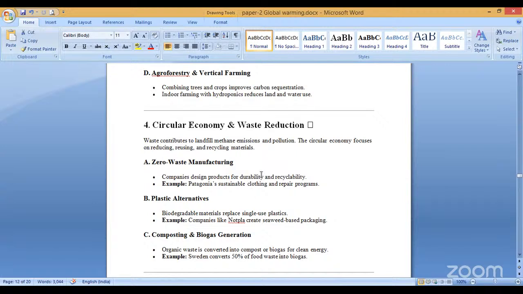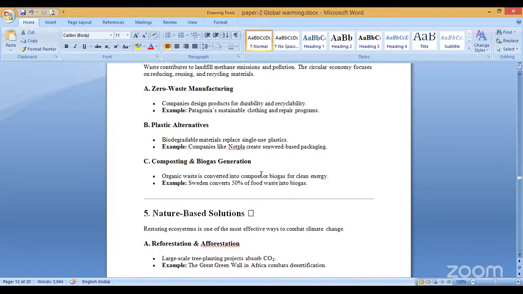And the next one is plastic alternatives. Biodegradable materials replace single-use plastics. Examples: companies like Notpla create seaweed-based packaging.